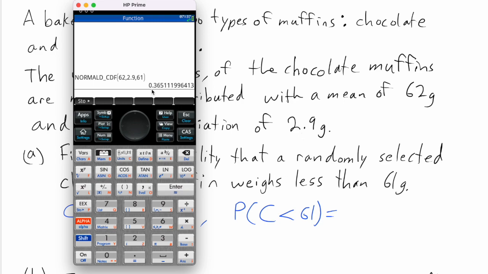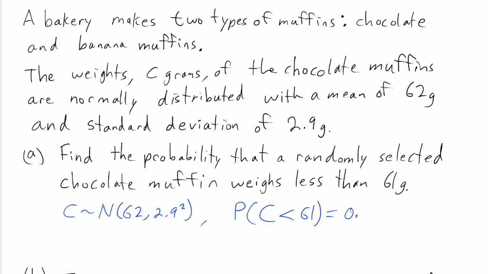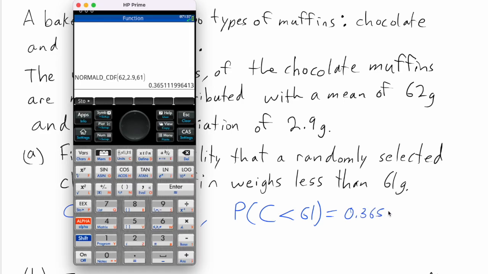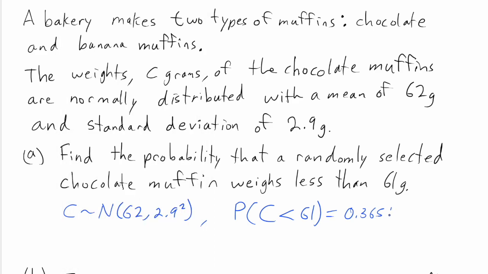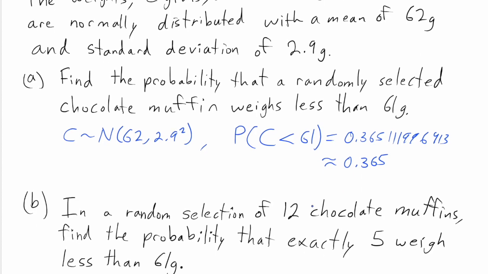Now this is a multi-part question, so you want to use all these digits in further calculations. You either need to do some copying and pasting or write down all the digits. So let's write down 0.36511199 6413, just in case we need them. But to three significant figures, it's 0.365.